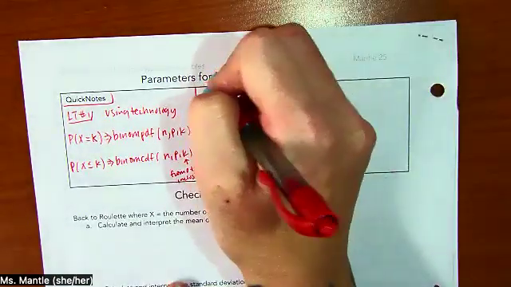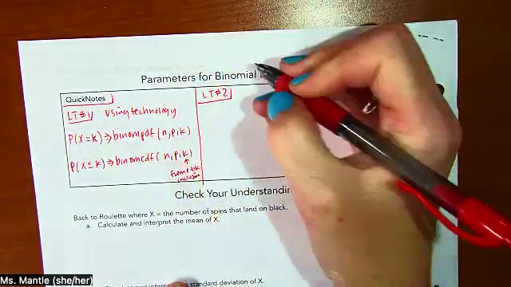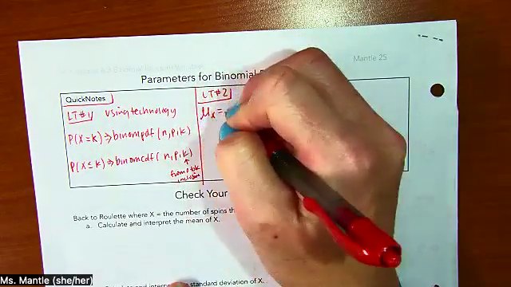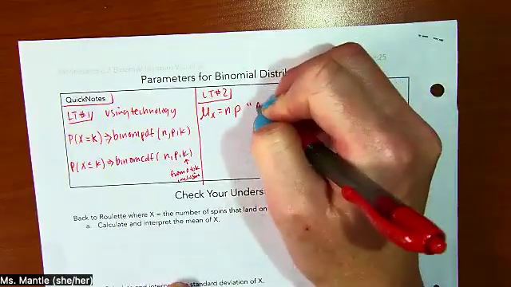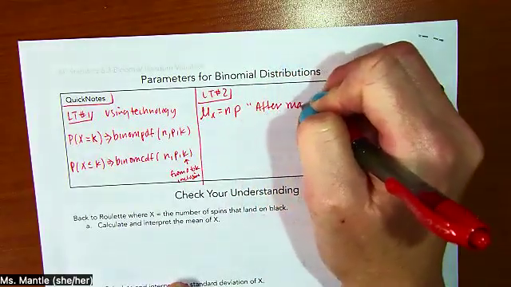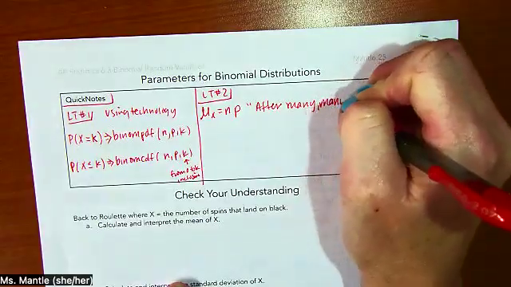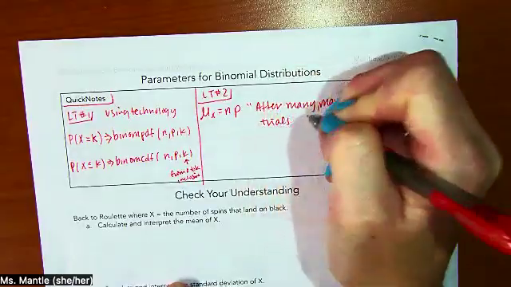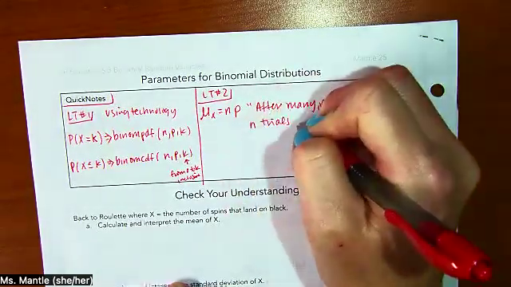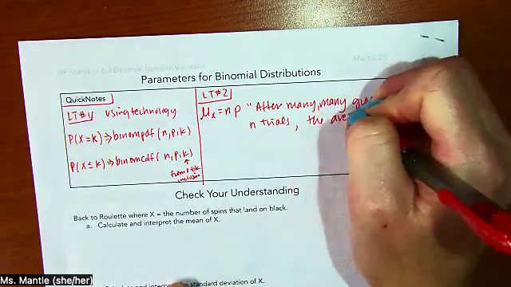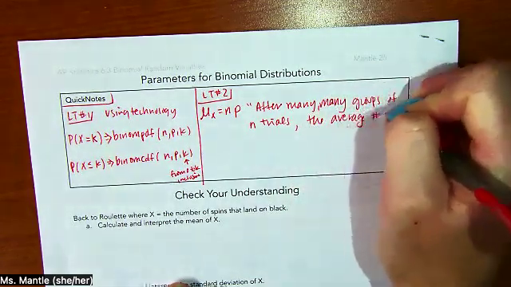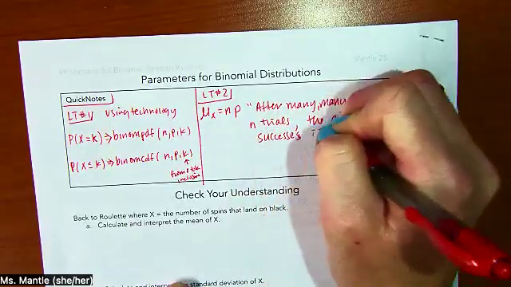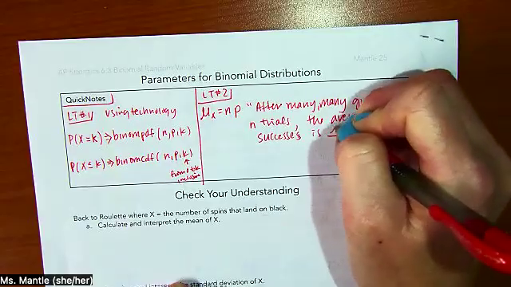All right, learning target number 2 is about the mean and the standard deviation. So the mean, mu sub x, is n times p. After many, many groups of n trials, the average number of successes is blank, whatever mu is.